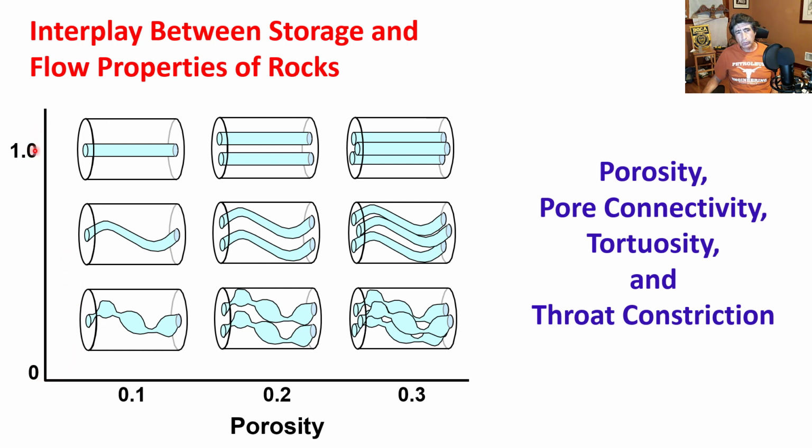When the number is 1, we have the maximum efficiency of flow, in this case for straight tubes. And the efficiency of flow tends to decrease, regardless of the porosity, when you have variability of throat sizes and pore sizes. And you also have an increase of tortuosity. So these are the kinds of things that we have to take into account when we come up with some measure of the efficiency of flow, be it transport of fluids or be it electrical conductivity.